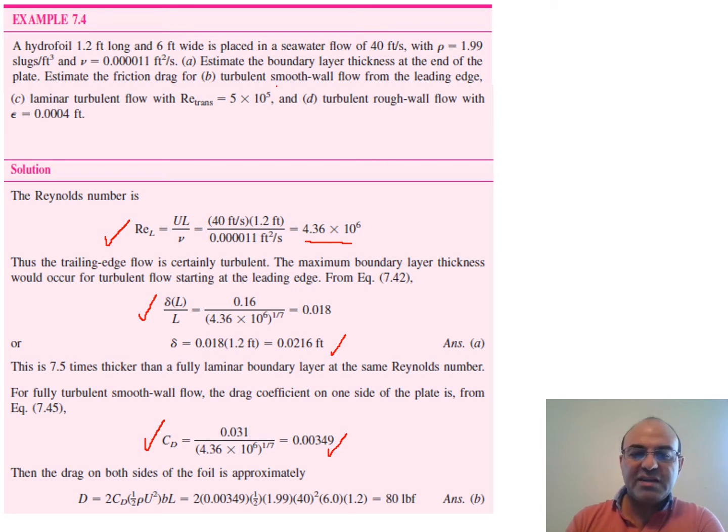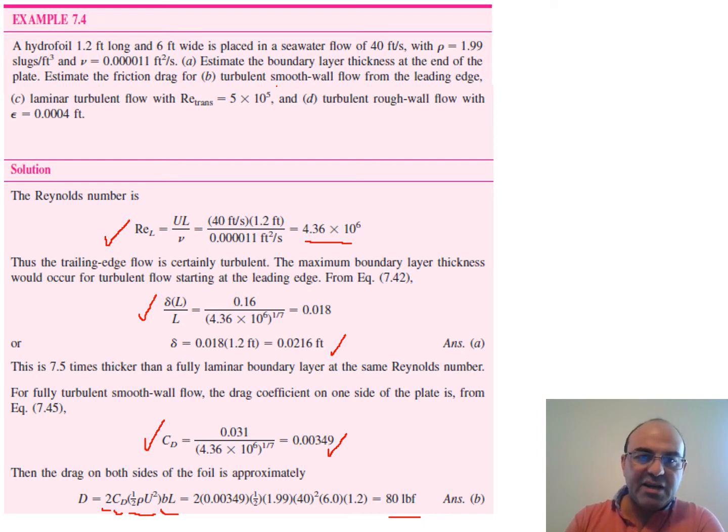And then in order to find the drag on both sides of this plate, because in this case we have a hydrofoil, so water flows above and below of this hydrofoil. So the total drag force is 2 times CD, the drag coefficient, times the velocity term, the velocity head if you call it that, and then the area of the plate. So we found it becomes 80 pound force. All right, so this was based on the assumption that the plate is smooth.